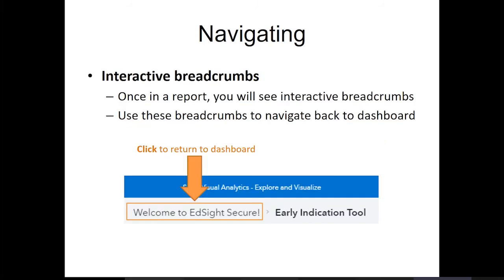A great enhancement that I really enjoy are these interactive breadcrumbs. So once you navigate from the Welcome to EdSight Secure report to a different report, in this screenshot, it's Early Indication Tool, you'll notice that this Welcome to EdSight Secure, if you hover over it, has an underline. It becomes an active link to get you right back to that dashboard. So you can just click right there, you're back to the dashboard, and you can navigate to a new report.